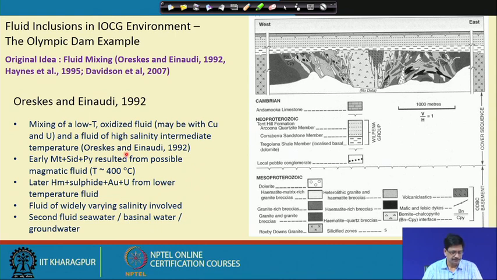So, the fluid which was relatively moderately saline and high temperature was speculated to be of magmatic derivation, and the low temperature fluid could have its origin from a basinal fluid, or seawater, or groundwater. That's what was deciphered, because this work was purely based on fluid inclusion assemblages and microthermometric data, without much isotopic or any in situ microanalytical data on the fluid inclusions.